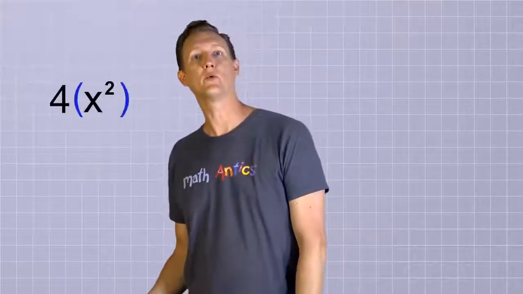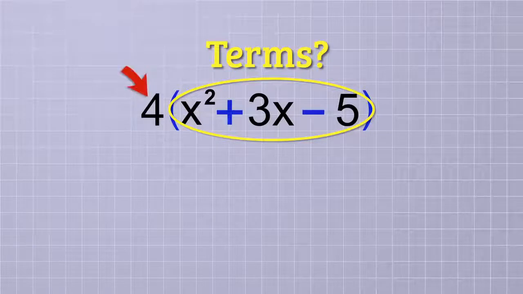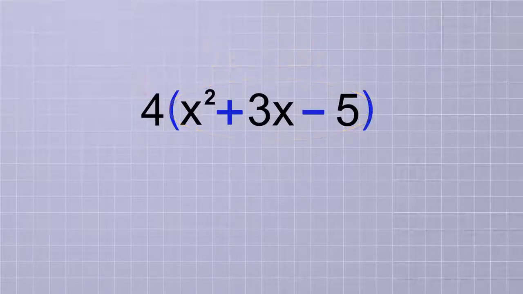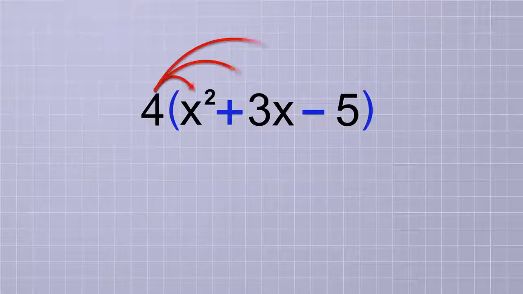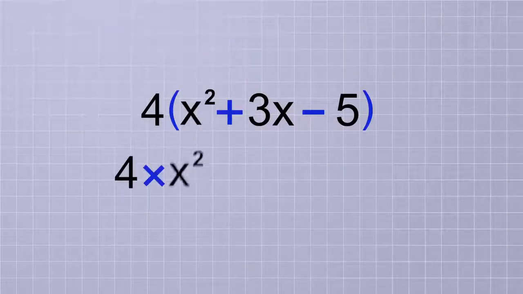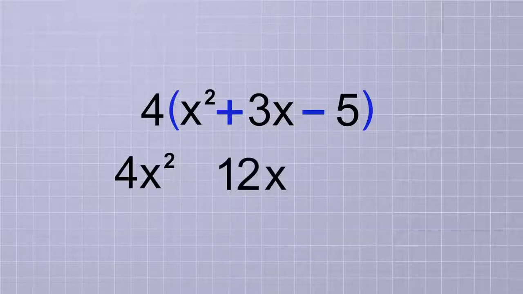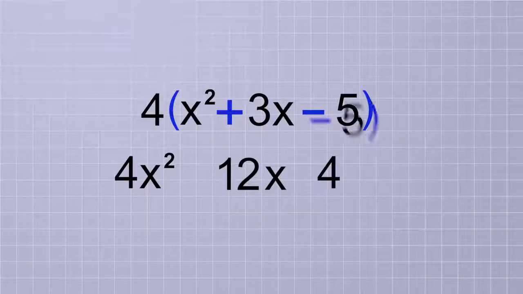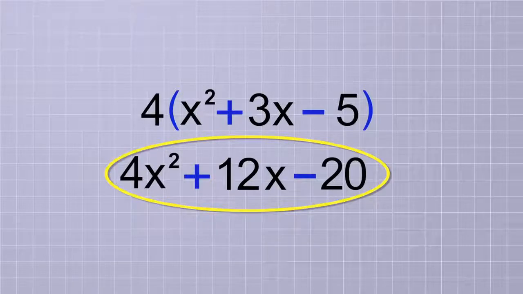4 times the group x squared plus 3x minus 5. First, we need to identify the terms of this polynomial, so when we distribute the factor, we just make one copy of it for each term. This polynomial has 3 terms, x squared, positive 3x, and negative 5. So we distribute a copy of the factor 4 to each term, and we get 4 times x squared, or just 4x squared, 4 times 3x, which is 12x, since 4 times 3 is 12, and 4 times the negative 5, which is negative 20. So the equivalent distributive form is 4x squared plus 12x minus 20.